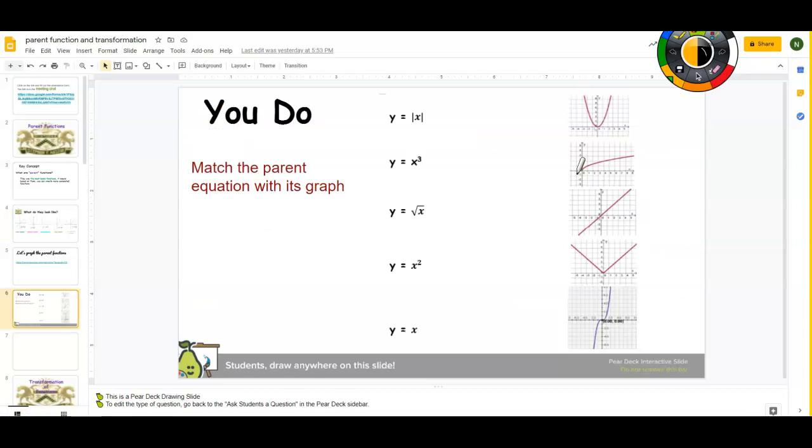So let's work on this problem. Absolute value function is a V shape. Cubic function looks like that. Okay? Radical function is half of an arm. Quadratic function is a U shape. Linear function is a straight line. And that is what you need to do for parent functions: match the basic equation and its basic picture. So that's it about parent functions.